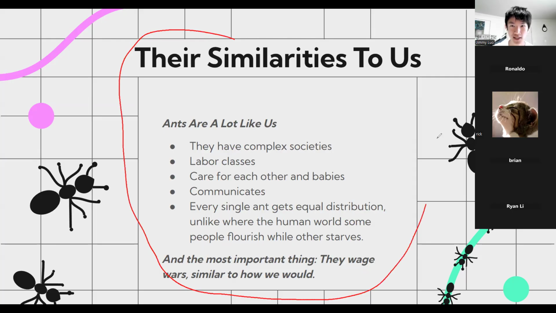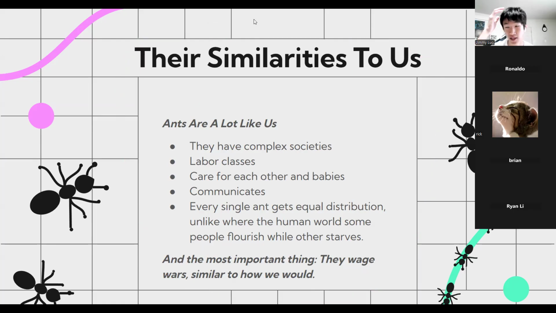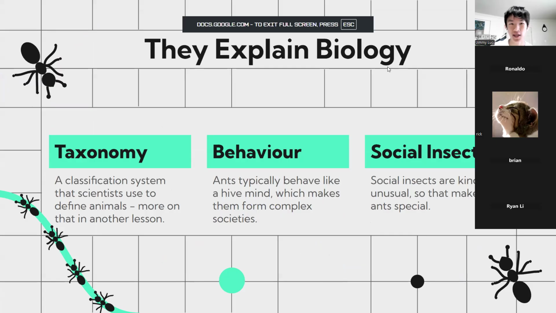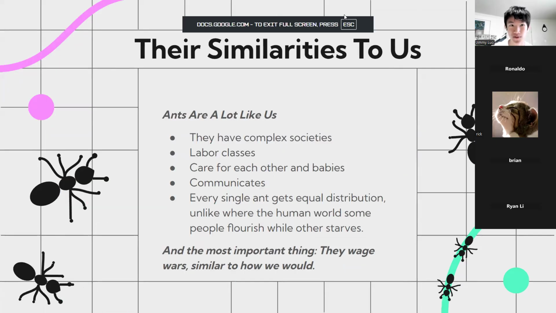If you go out into your backyards or anywhere else outside and observe the ants, you'll realize that ants are kind of like us. We'll talk more about how ants are similar to us later on in this lesson. Okay, do we have any questions before we move on? Any questions from our fellow new students?